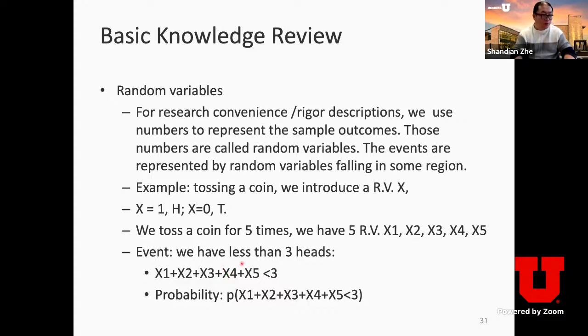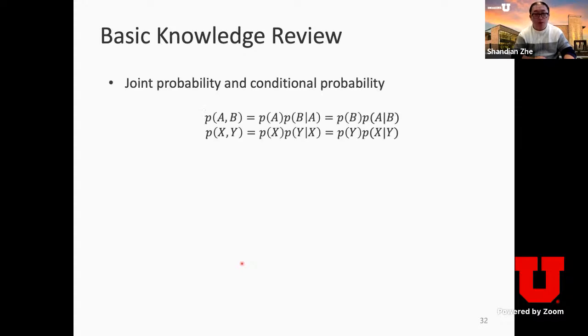Okay, so given the definition of the random events and random variables, we can talk about the probability that multiple events happen. We call it the joint probability.